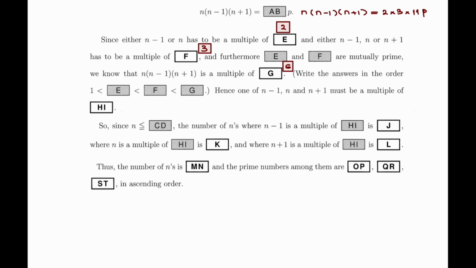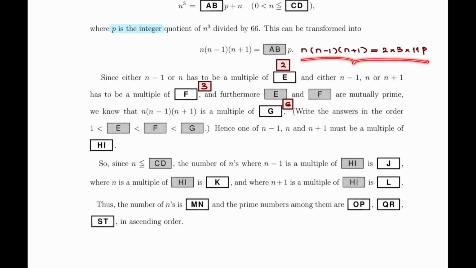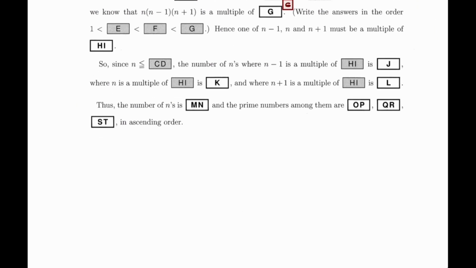Hence, one of n minus 1, n, and n plus 1 must be a multiple of hi. What is hi here? Of course, 11. So you can imagine, n minus 1 is a multiple of 2, and then let's say n is a multiple of 3. That means n plus 1 must be a multiple of 11. So, one of them has to be a multiple of 11 so that this expression is satisfied. So hi here is 11.